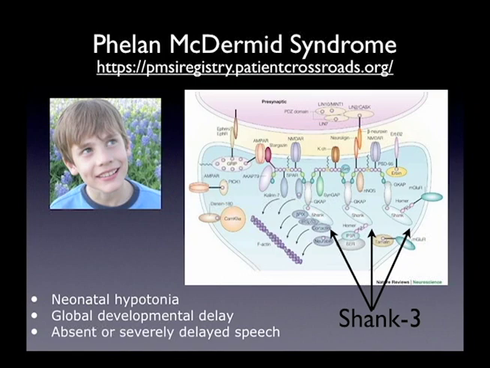22q13. And it turns out that this encompasses multiple genes, but one of the genes in this region is a gene that encodes for a synaptic protein called SHANK. In this case, it's SHANK3. And so this is a synapse, and SHANK3 seems to be this scaffolding protein that is important. And the question is, why is it that loss of one copy of SHANK3 would lead to this severe disease?